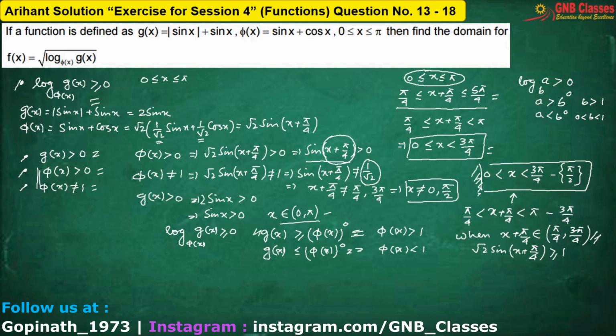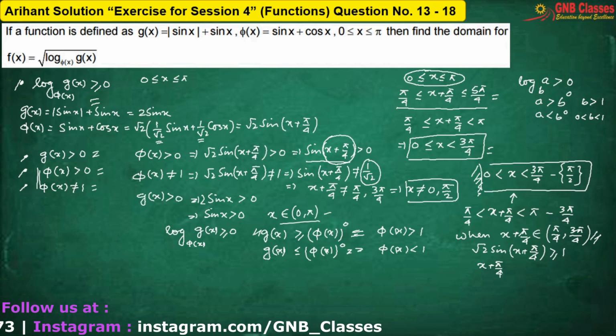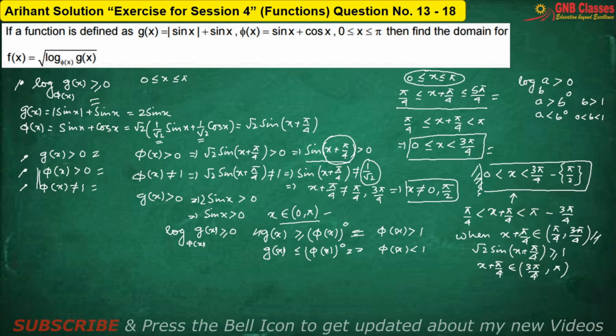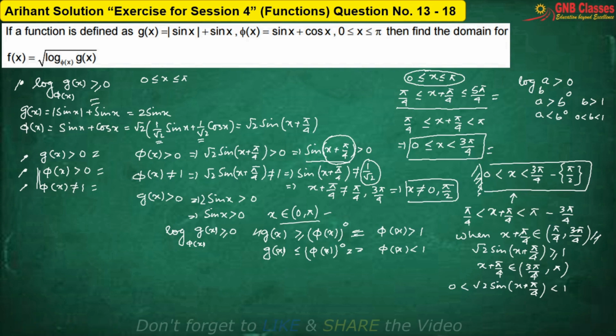And when x plus pi by 4 belongs to 3 pi by 4 and pi, in that case, root 2 sin(x plus pi by 4) will be less than 1, greater than 0, definitely. Is it clear or not? Have you understood it? Okay, so in that case, we will apply this condition, right? Let me rub the upper portion.